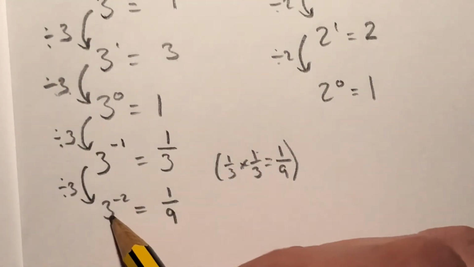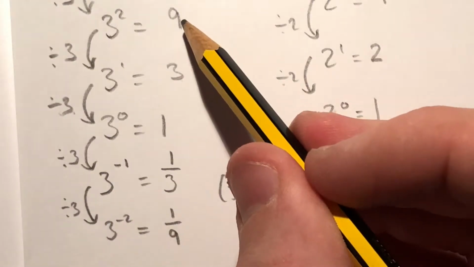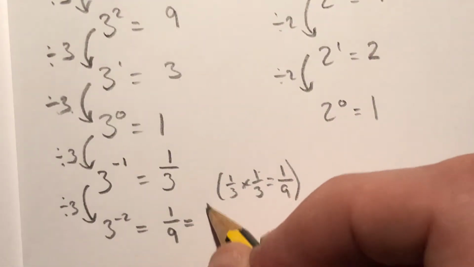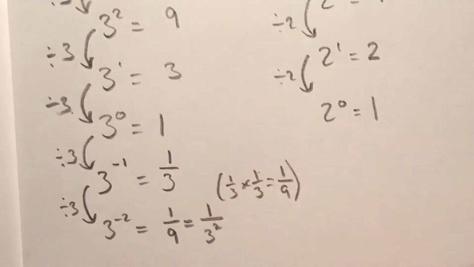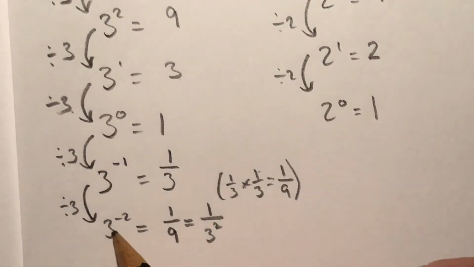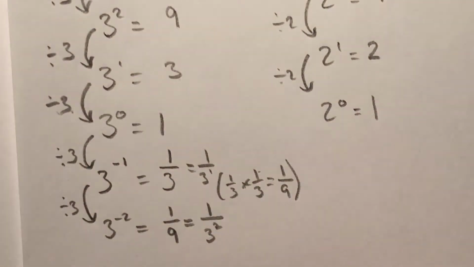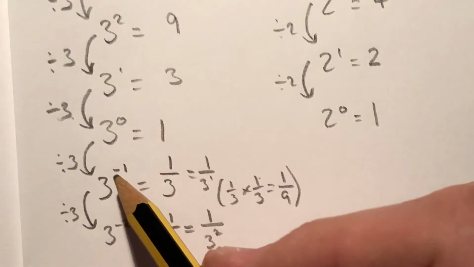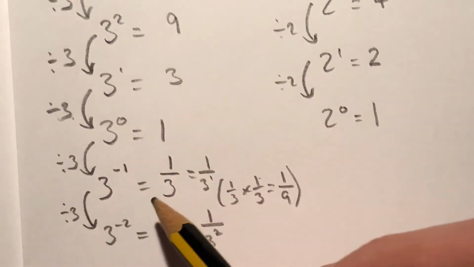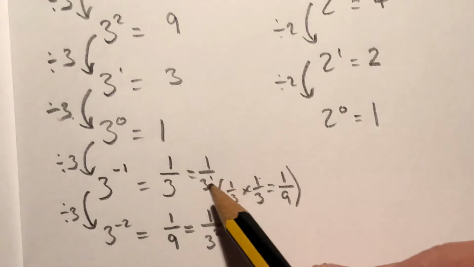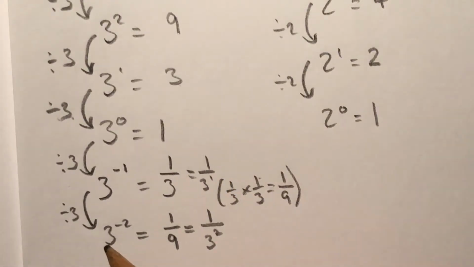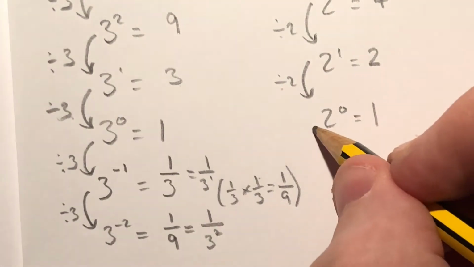So what we can say then, because we know that 3 squared is 9, I could rewrite this as being 1 over 3 squared. So what's just happened here? I could say that's 1 over 3 to the power of 1 as well then. If I've got a negative power, my base goes to the bottom of a fraction and the power becomes positive. Same here. I've got a negative power, the base goes to the bottom of the fraction and my power becomes positive.